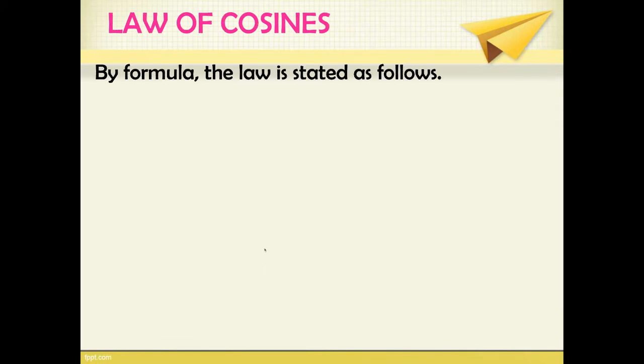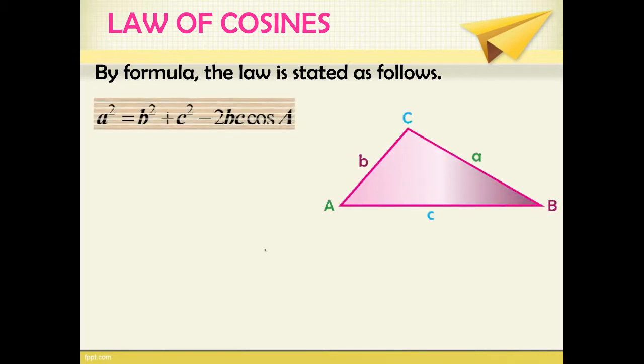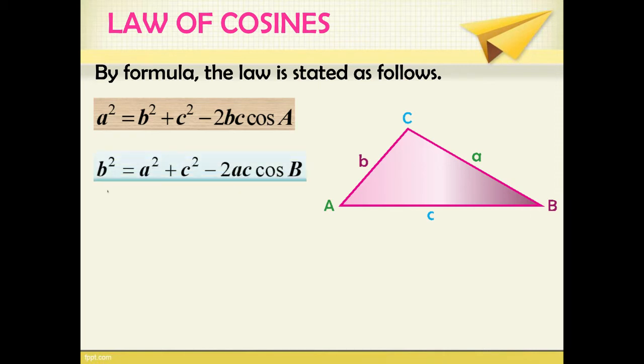So by formula, the law of cosines is stated as follows. A squared equals b squared plus c squared minus 2bc cosine A. B squared is equal to a squared plus c squared minus 2ac cosine B. And c squared equals a squared plus b squared minus 2ab cosine C.